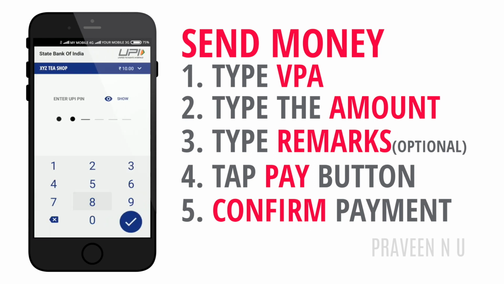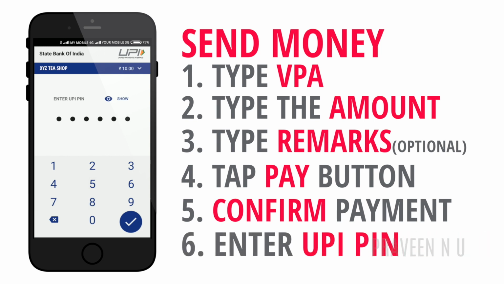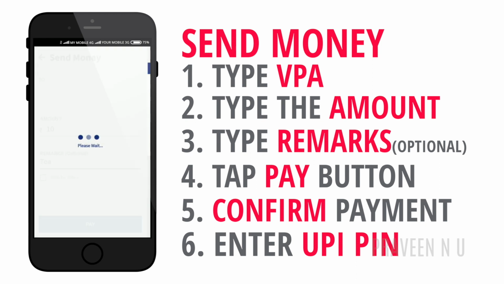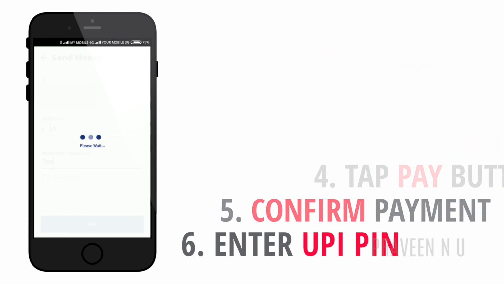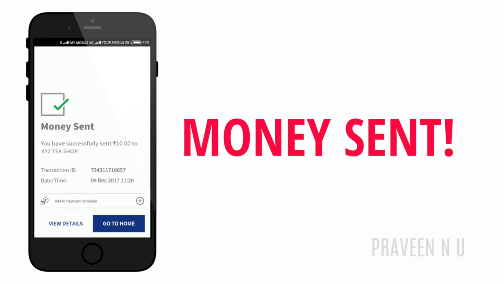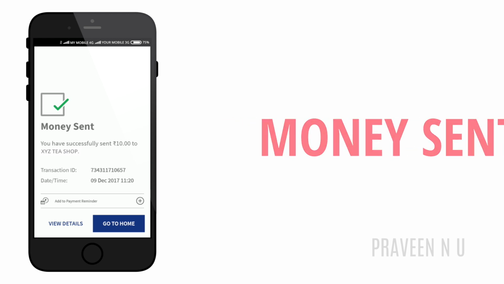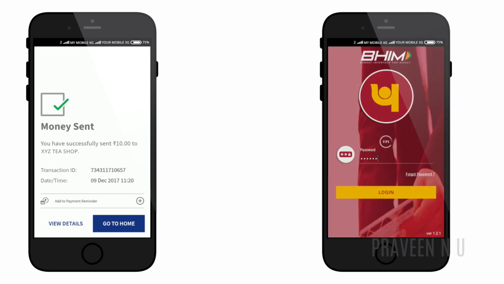Now we will go to the next section where we have to enter the UPI PIN. Enter the PIN properly. Within seconds, the app will show the message "Payment successfully sent" and complete the transaction. The payee can open his UPI app to see the information about the transaction.